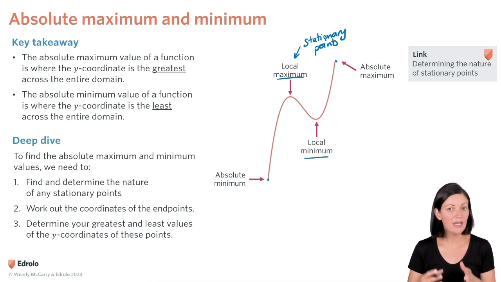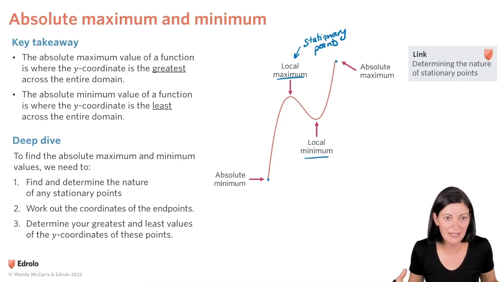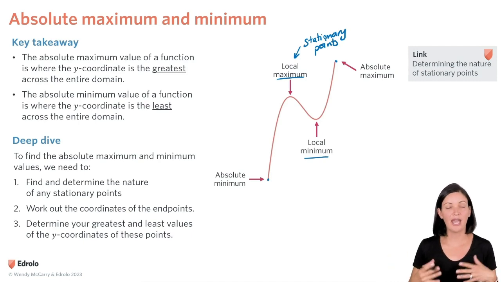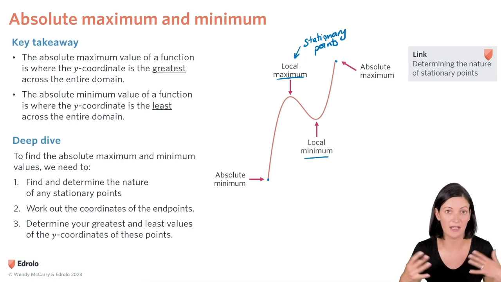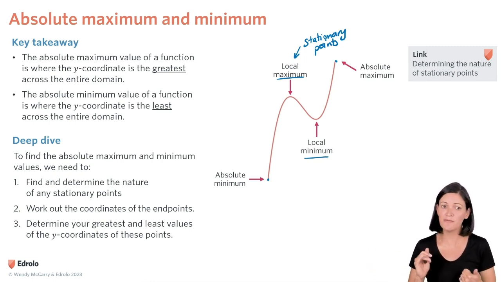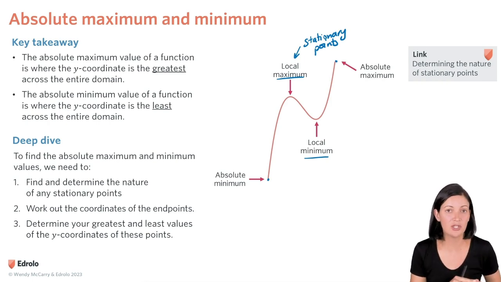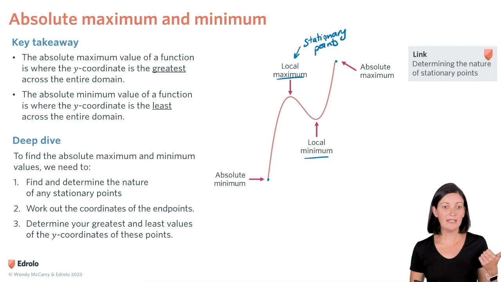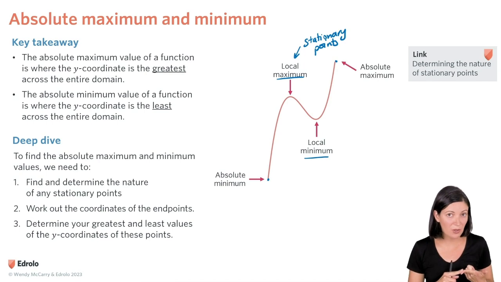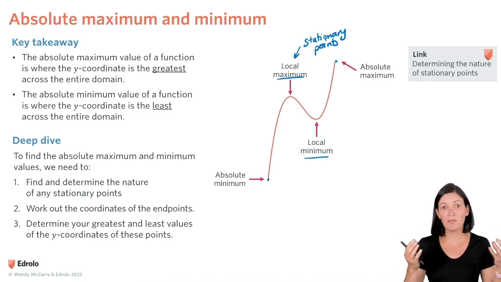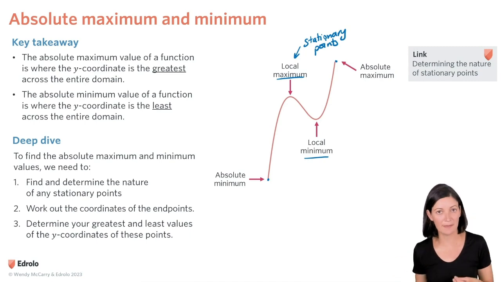The absolute maximum of a function is where the y-coordinate is the greatest across the entire domain of the function. The absolute minimum is where the y-coordinate is the least, or the smallest, across the entire domain of the function. To find the absolute maximum and minimum, we need to take 3 steps. First, we need to find and determine the nature of any stationary points in that function. Then we need to work out the coordinates of the endpoints, and then we can compare all of those key points and find the greatest and least values of the y-coordinates in order to find the absolute maximum or absolute minimum.